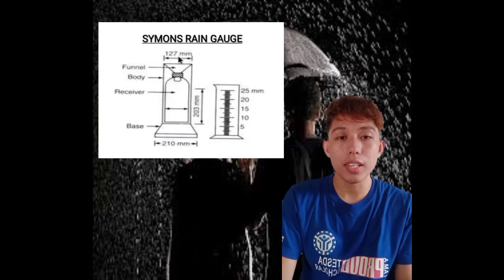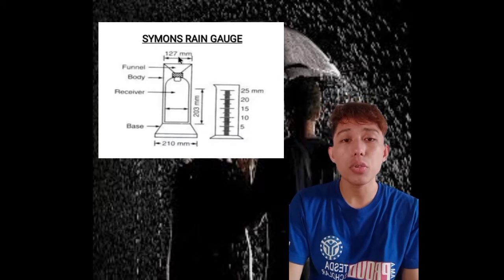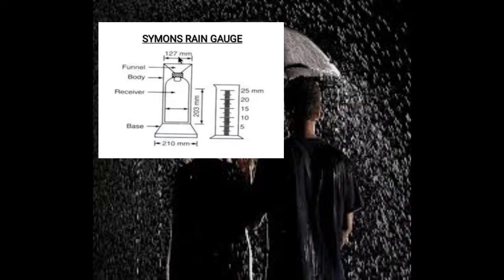Such rain gauge does not provide information regarding the time, intensity, and duration of the rainfall. The capacity of the measuring glass is 25 mm and the least count is 0.1 mm.